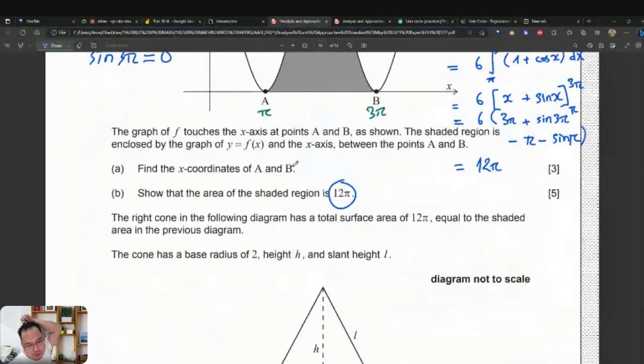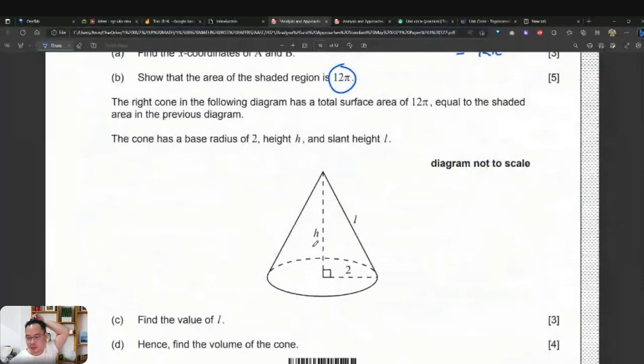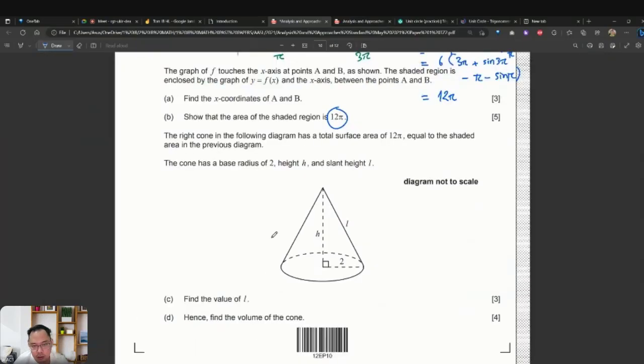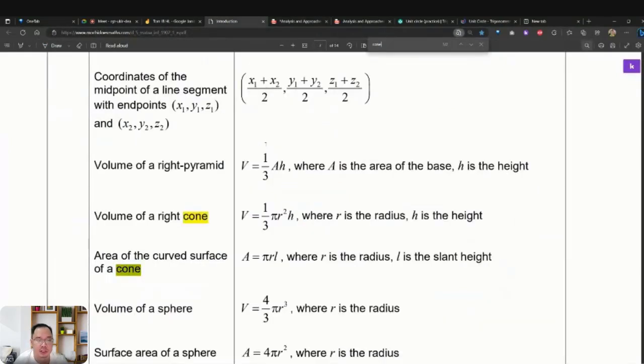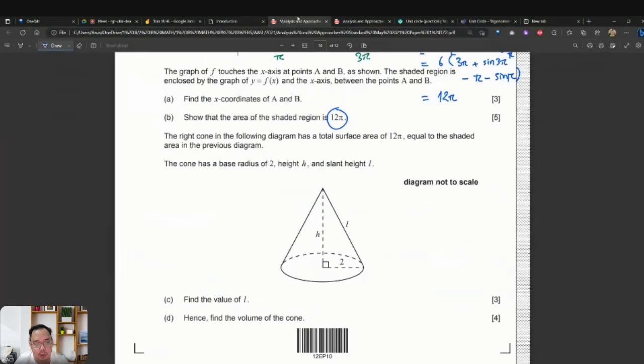The right cone in the following diagram has a total surface area of 12 pi, equal to the shaded area in the previous diagram. 12 pi, the area. The cone has the base radius 2, the height h, and the slant height l. Find the value of l. Very simple. Just use the formula in the sheet about the cone in topic 3. We are given the total surface area.